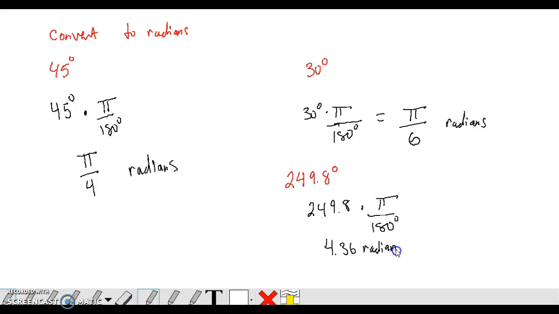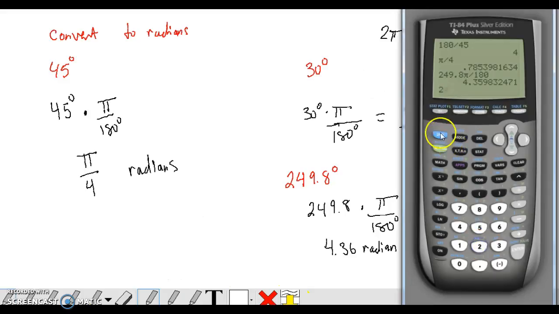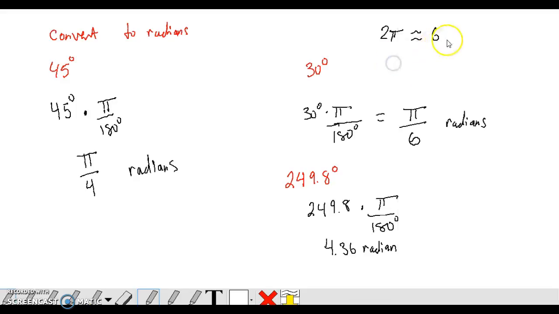So 4.36 radians. Now, a complete circle, 2 pi, if you think about this, is a little more than about 6, right? Because 2 times pi is 6.283. Notice that we are at 4.3. We're almost at the complete circle, and 249.8 degrees is in the third quadrant of our graph.